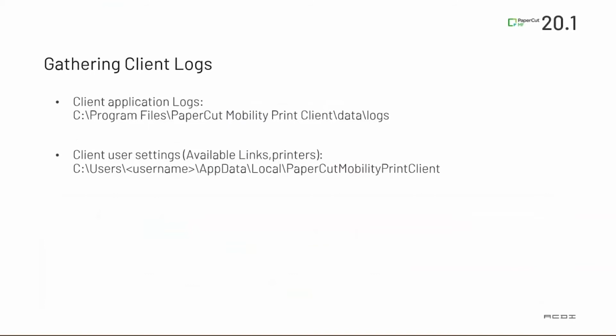If support is looking for logs, then you'll find server logs in the Mobility Print client folder in Program Files. End user logs will be in the hidden app data folder, so make sure you have that folder visible.